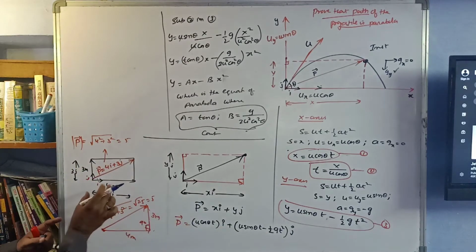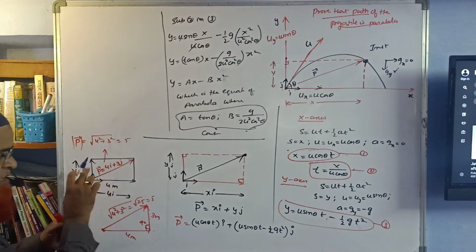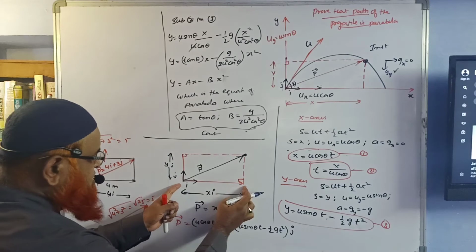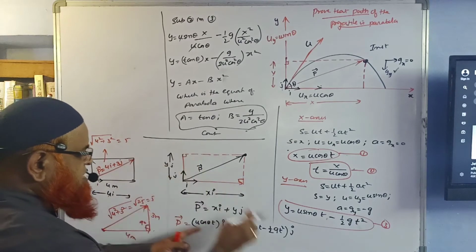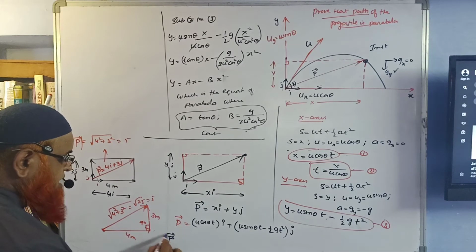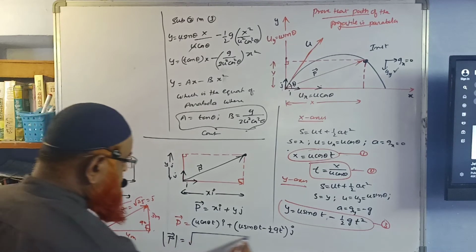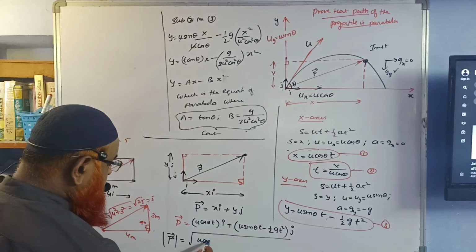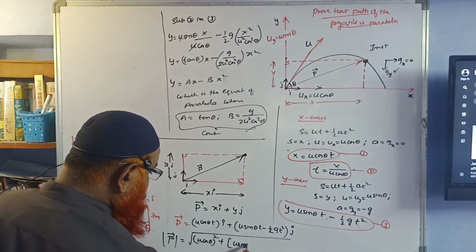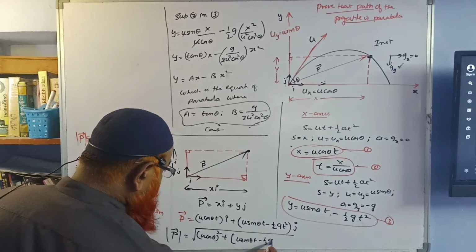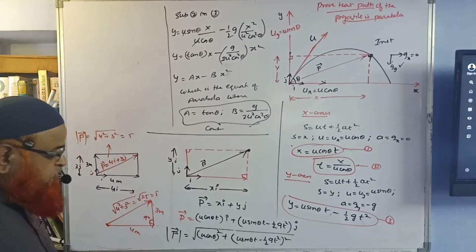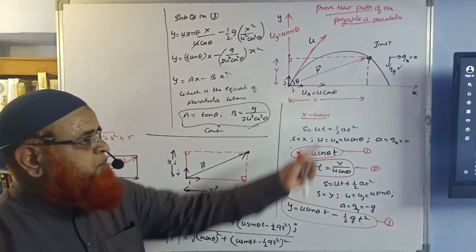It is the same as 4i plus 3j, but 4 is the magnitude here in this case, and u cos theta is the magnitude in this case. So u cos theta into t is the magnitude here, and for y the magnitude is represented like this. But how are you going to find out the magnitude of this P bar? Simply you have to take the square root of all these things: u cos theta into t whole square plus u sin theta into t minus half g t square, whole square. If you do this, then you will get the magnitude of this position vector.